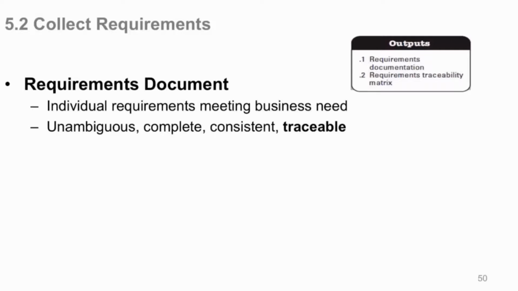So the output is the actual requirements document, which is your individual requirements meeting the business need, and they have to be unambiguous, they have to be complete requirements, consistent, but they have to be traceable back to the actual need of the business, so that you're producing what not only the project and the stakeholder needs, but also it meets the needs of the corporation or the company that authorized the project. They gave you the money to spend to build your project, so they expect to receive what they expect to get in the beginning, so requirements doc.